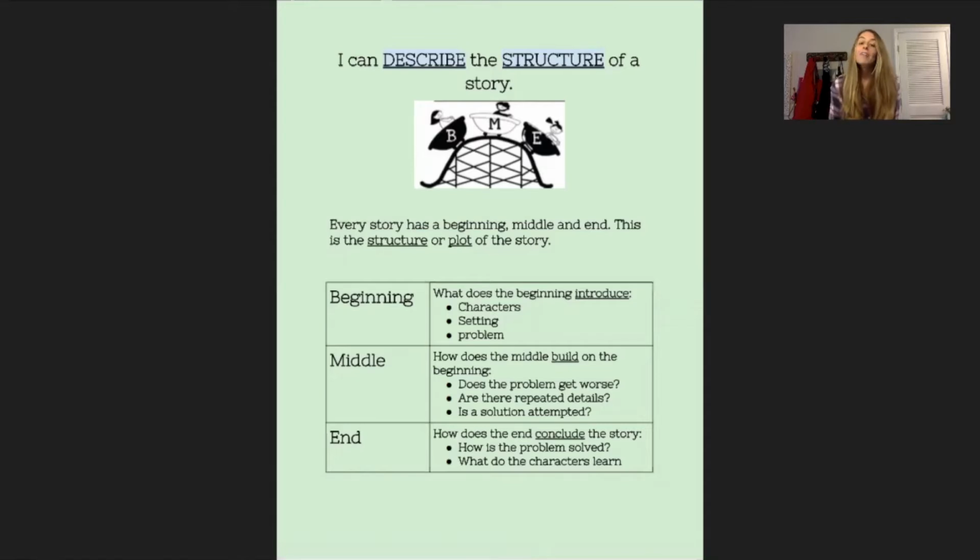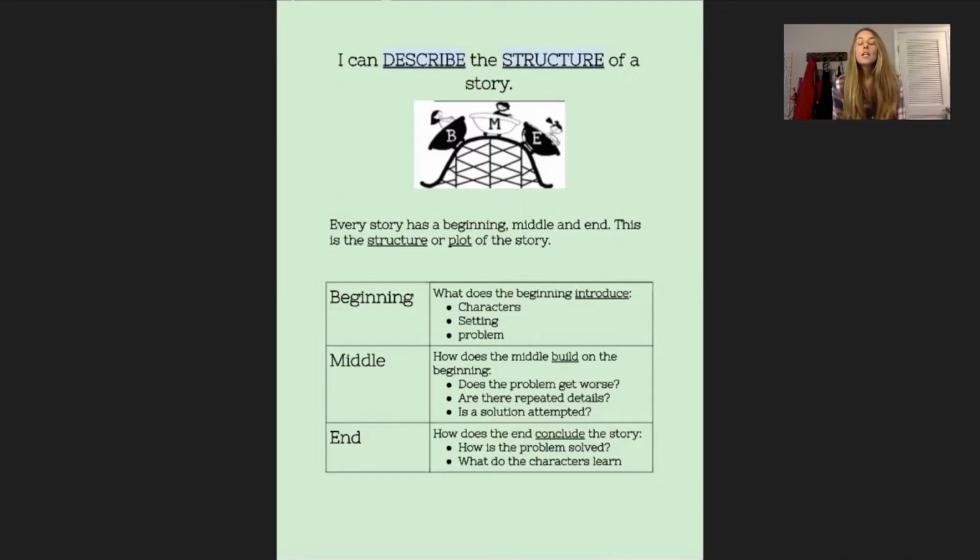So hopefully you've had a chance to read your feedback now. So now we are going to jump into talking about story structure again today, but this time we're going to be using the story Mirette on the High Wire. Every story has a structure to it, a beginning, a middle, and an end. And our goal this week is that we are able to describe the structure of a story, and specifically the story Mirette on the High Wire.